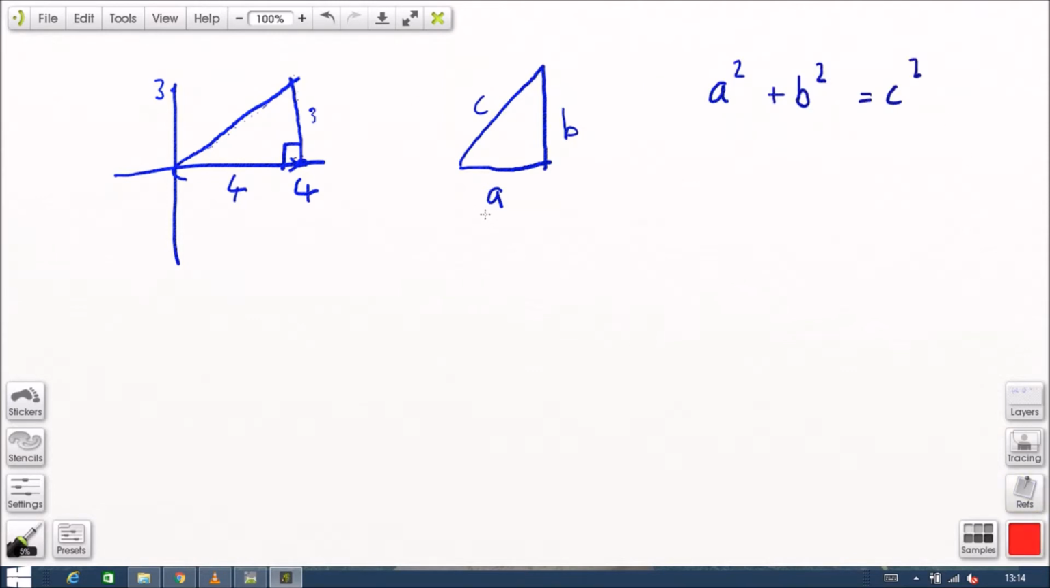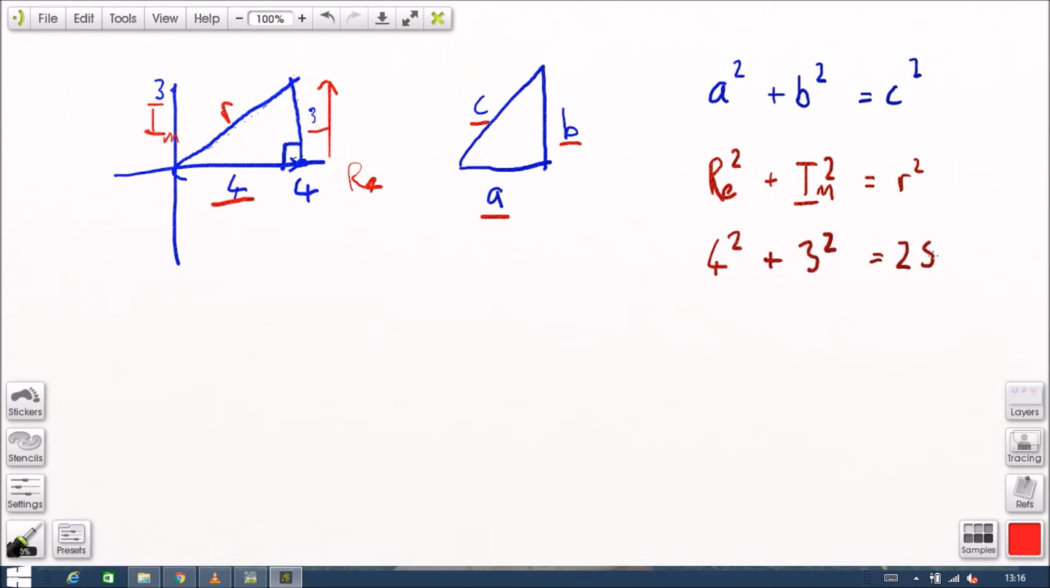So a, the bottom side, will just be the real part, and b, the side on the right, will be the imaginary part. And c is what we called r, or the modulus of this complex number. I'll just put the Re and the Im in there so we can differentiate between real and imaginary. So 4 squared plus 3 squared equals 25. So r has to equal the square root of 25, so it's 5.